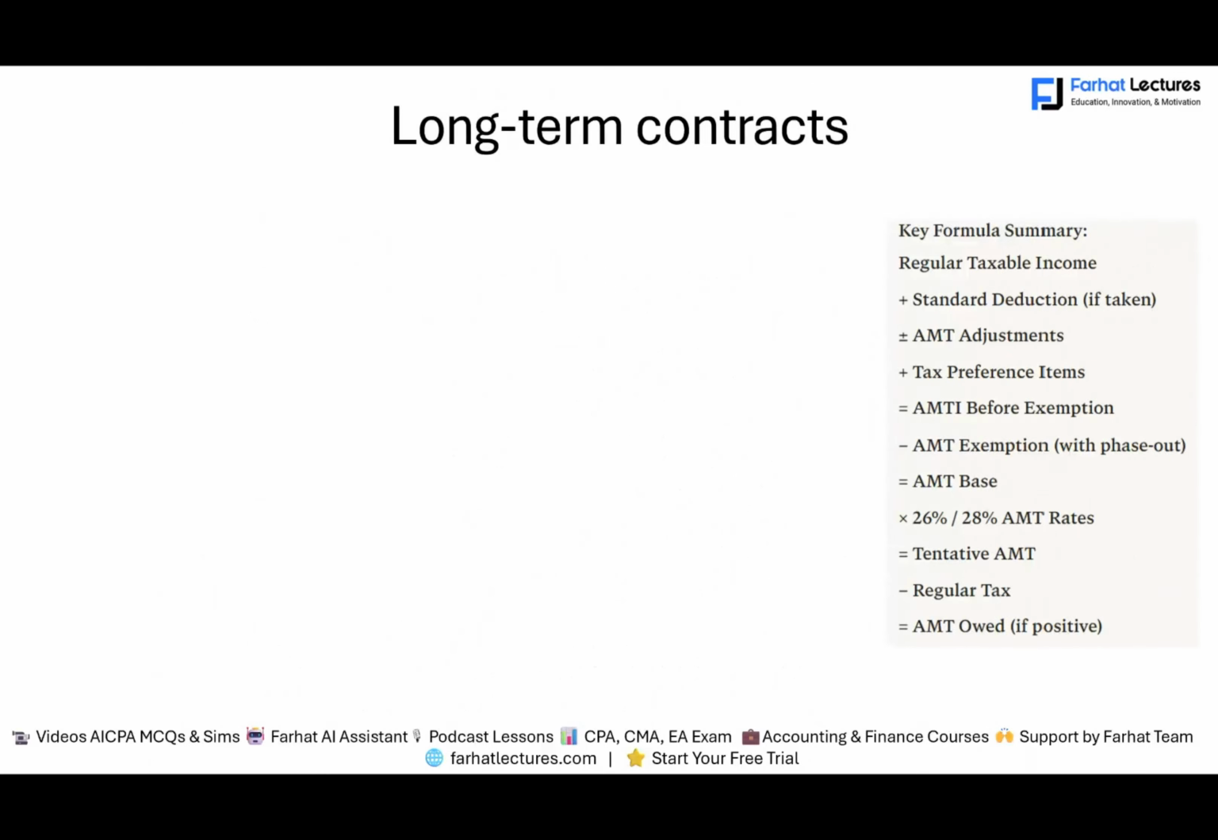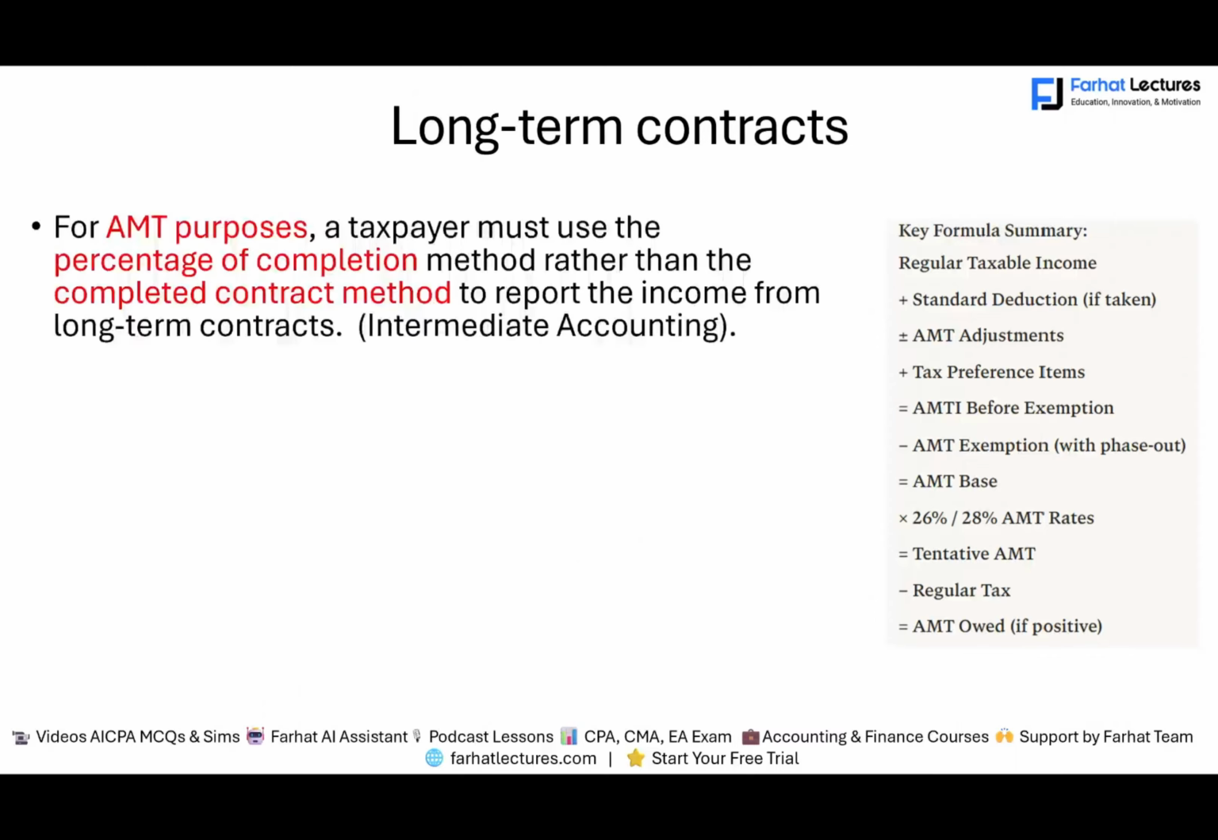Let's take a look at another adjustment, long-term contracts. For AMT purposes, the taxpayer must use the percentage of completion method rather than the completed contract method to report the income from long-term contracts. If you don't know the percentage of completion or the completed contract method for recognizing income, I'm not going to explain it now. It takes a lot of time, but I would refer you to my intermediate accounting revenue recognition chapter on farhatlectures.com to learn that. Regardless, most of the time in a tax course, they give you the information. You just have to know how to make the adjustment.